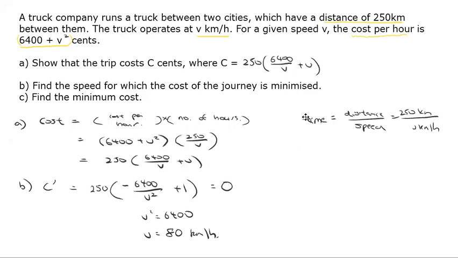So at this point, we found that when v equals 80, you've got a stationary point. Now, have we shown it's a minimum yet? Have we shown it's a minimum? No. And so we need to do what? Second derivative. Right. And so if we take the second derivative, then you'll find it's something like that. And then you need to sub in your 80.